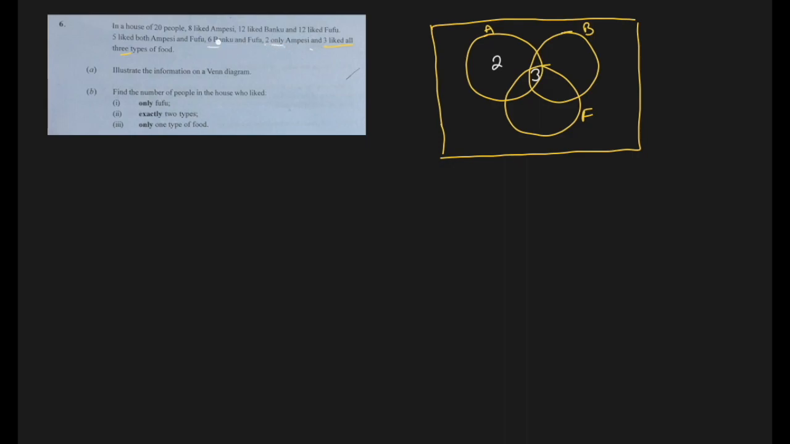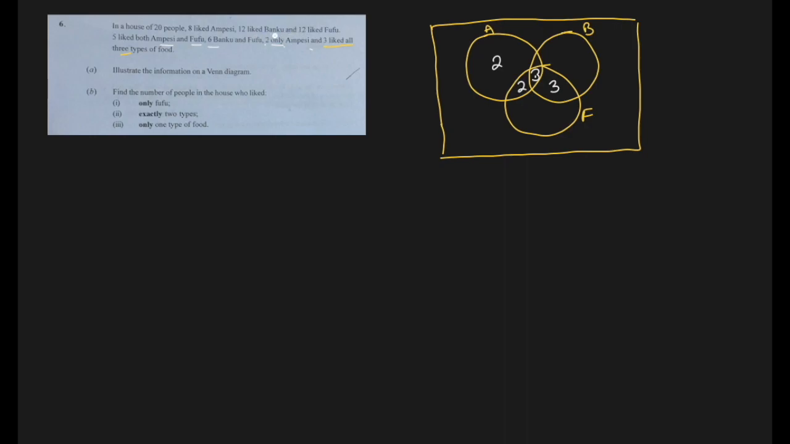Here 6 Banku and Fufu. So Banku and Fufu is this area, right? But since 3 is already here and they are saying 6 is in this area, that means I have to write 3 more. 3 plus 3 makes it 6 Banku and Fufu. 5 like both Ampesi and Fufu. So Ampesi and Fufu, how many? 5 liked. So 3 are already here, so we will write just 2 here. That's the advantage of writing the middle one first.